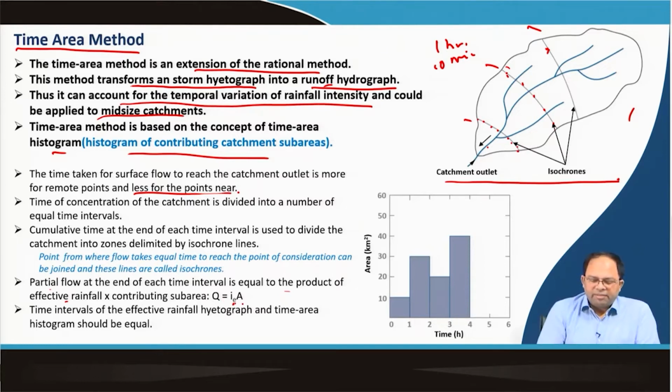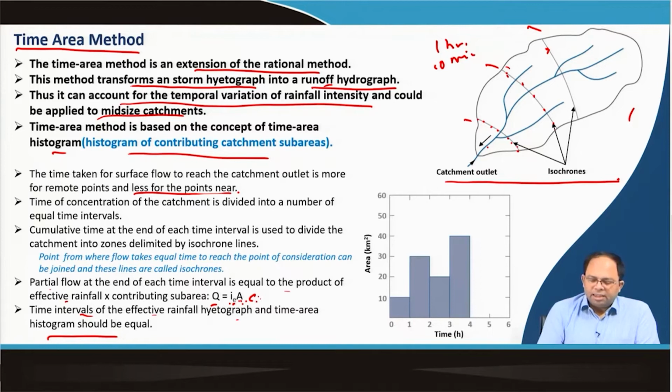So, that means effective rainfall, that is rainfall minus the losses from evapotranspiration and all these things, into area, and we can also multiply a coefficient later on if you want to. So, area into intensity of rainfall into coefficient is the total volume of runoff that is being generated, and at the end of each interval we need to compute that, right. And the time intervals of the effective rainfall hyetograph and the time-area histogram should be equal.